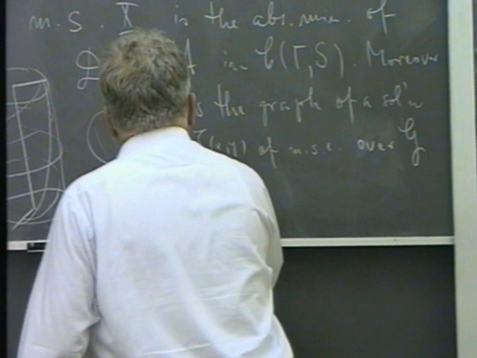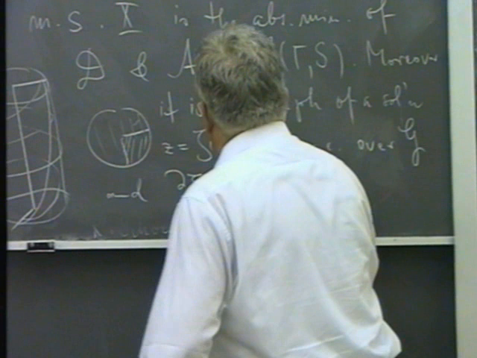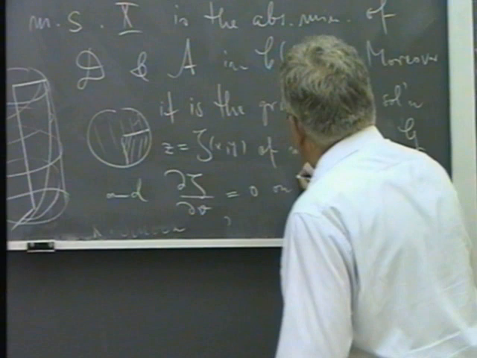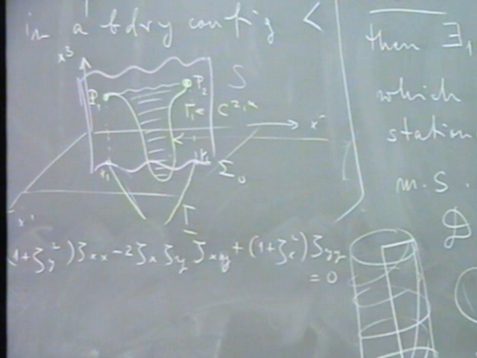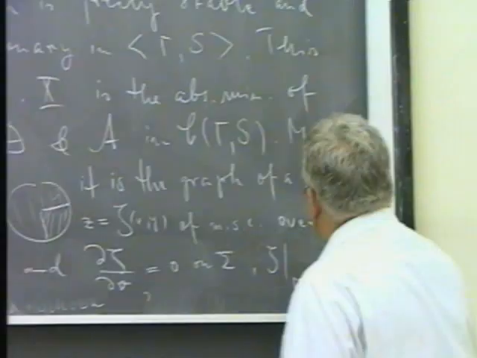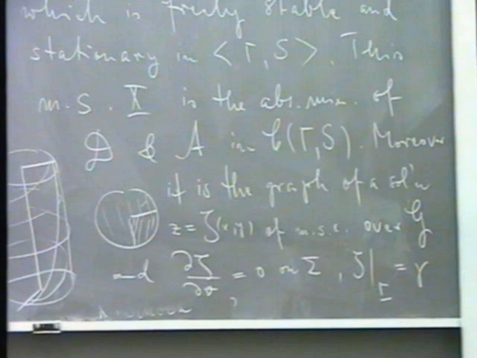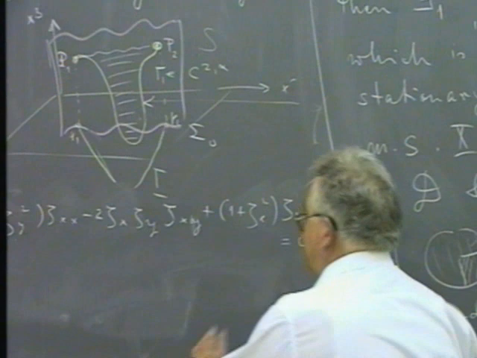The normal derivative of zeta is 0 on sigma, which just expresses the fact that it intersects this red surface orthogonally, and zeta over gamma bar is a prescribed curve gamma. This is the curve gamma which prescribes the arc gamma which lies over this convex curve.